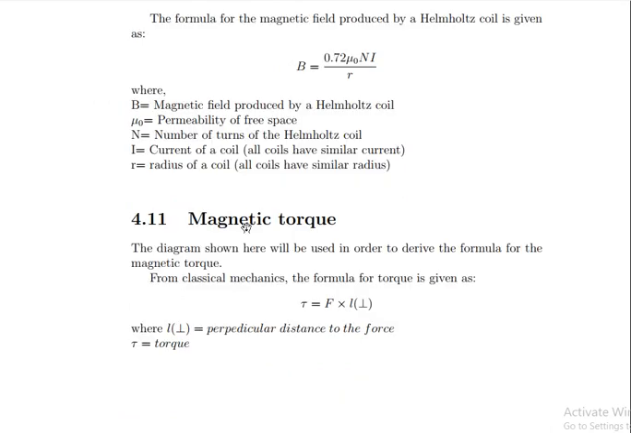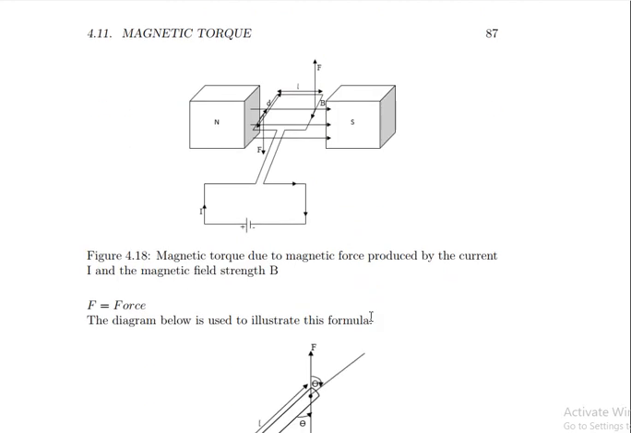Now let's visualize the magnetic torque. What is the magnetic torque? Normally, by classical mechanics, magnetic torque is given as the force times the distance perpendicular to the direction of the force acting on it. So now let's say you have this north pole and south pole placed together as such here.